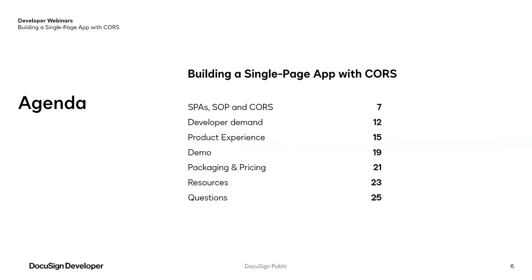Okay, so quick overview of our agenda. Again, we're here talking about building a single page app with CORS, or cross-origin resource sharing. We'll start off talking about single page apps, same origin policy, and cross-origin resource sharing, and how they all interconnect. We'll share a little bit about the developer demand, the feedback we heard from all of you that drove us to implement this feature. We'll provide a high-level overview of the product experience built around CORS through some screenshots, and then we'll transition into a live demo of CORS showing a single-page app running entirely on the client, directly connecting to DocuSign eSignature REST APIs through CORS.